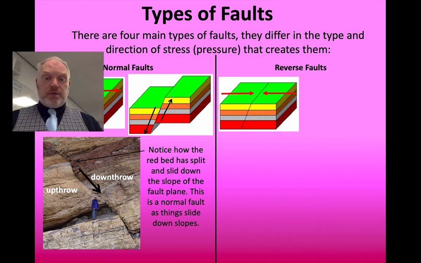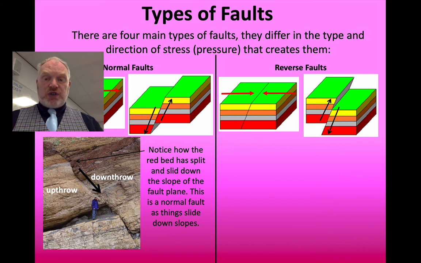A reverse fault is created by crustal compression. So here the rocks get shorter, get pushed together. The hanging wall here has actually been upthrown. The footwall has been downthrown.